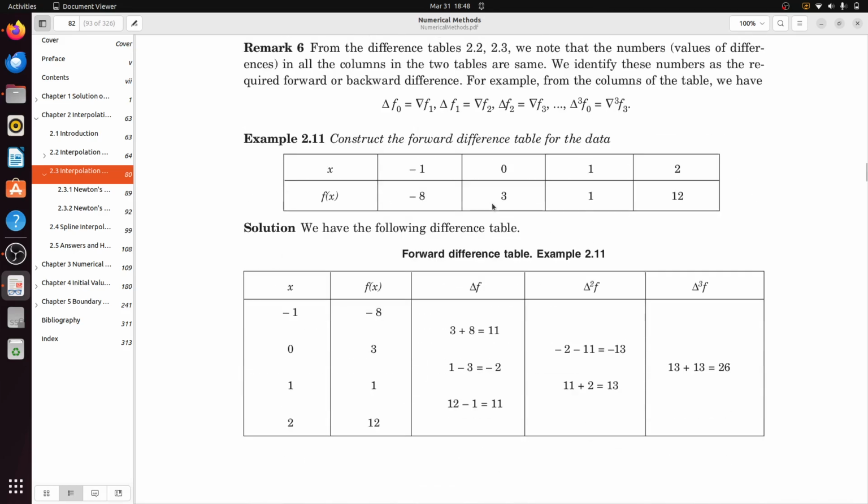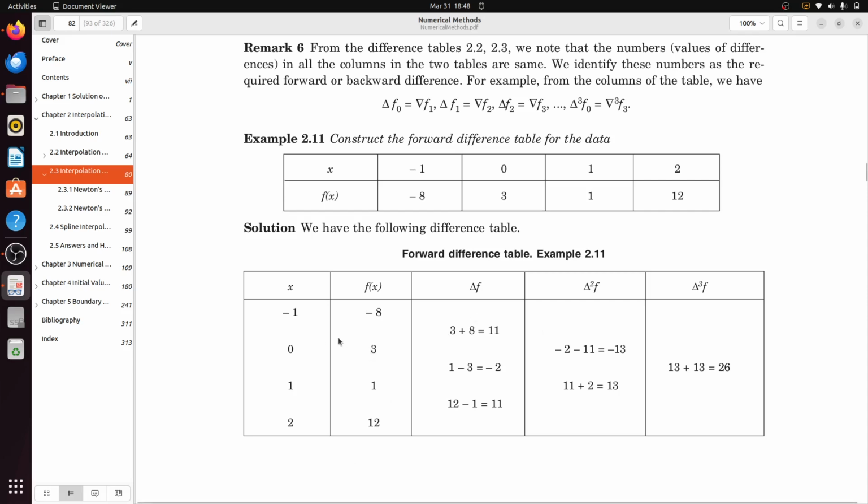So I will give one example of how to construct the forward difference table for the data. So here are your x values: -1, 0, 1 and 2. One thing you can notice is that these data points, -1, 0, 1 and 2, are equispaced, right? And -8, 3, 1, 12 are the y values. So first you put in the x column -1, 0, 1, 2, then in the y column -8, 3, 1 and 12. So you need to compute the forward difference table.